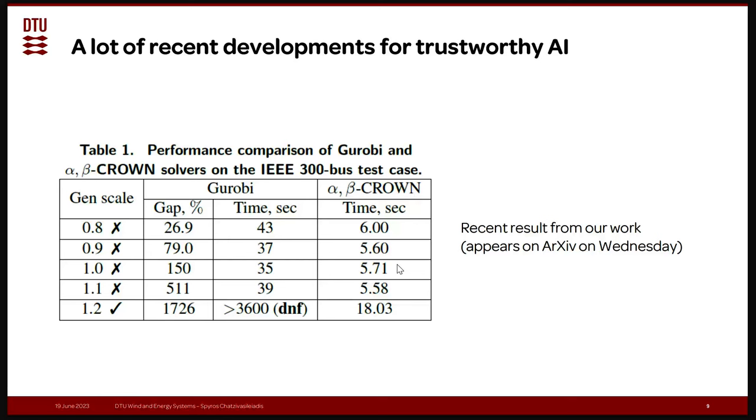And now we have here an example where this is certified that it does not violate any line limits. Gurobi did not finish within an hour. And for Alpha Beta Crown, with our adjustments, it took 18 seconds. Right? Huge speed up with tailored solvers. And this will get better and better.